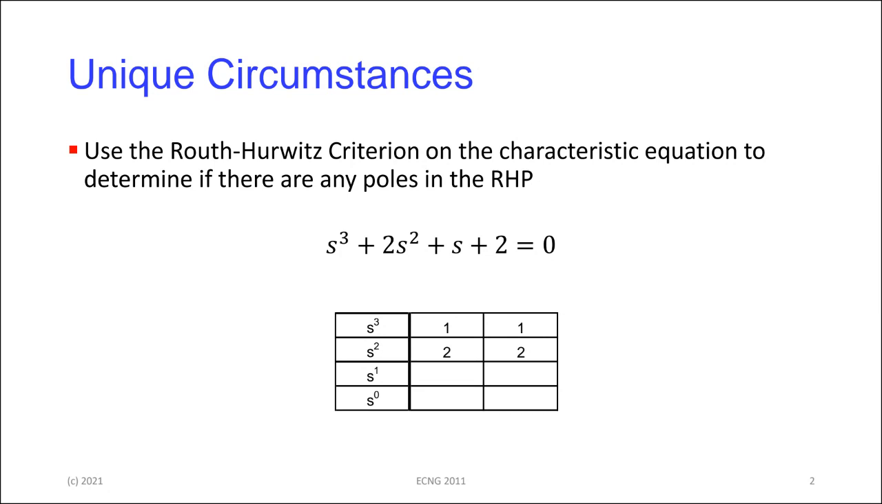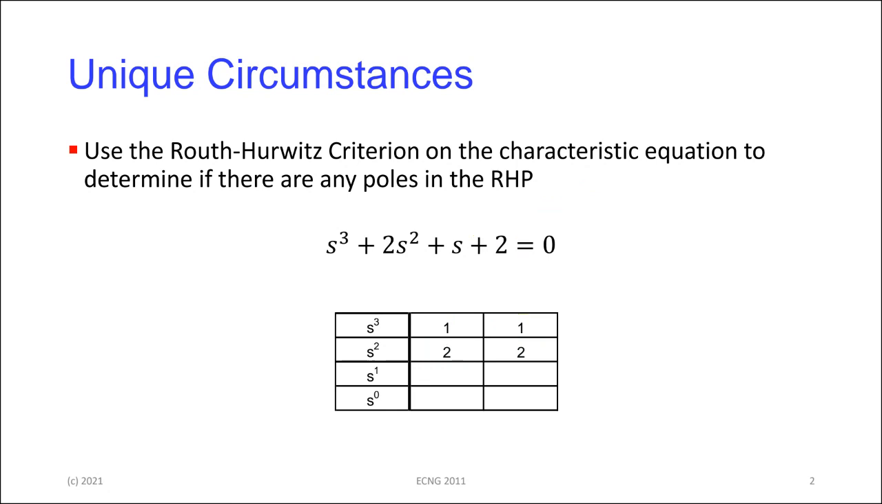If you have a characteristic equation looking like this, remember the characteristic equation is the denominator of the transfer function set equal to 0. So if I follow the Routh-Hurwitz criteria here and tabulate, this is a third order system. The first row is going to have S3 and S, and the second row is going to have S squared and the constant. Remember, this is really 2S to the power 0, if you want to look at it that way.